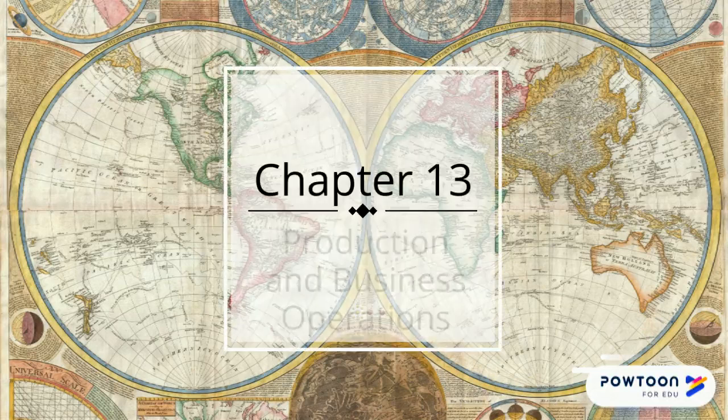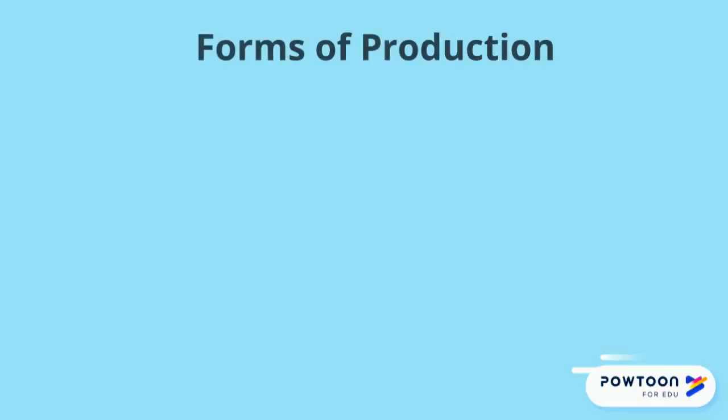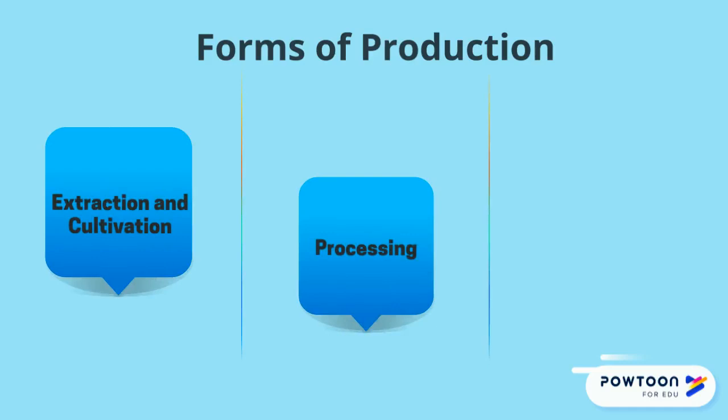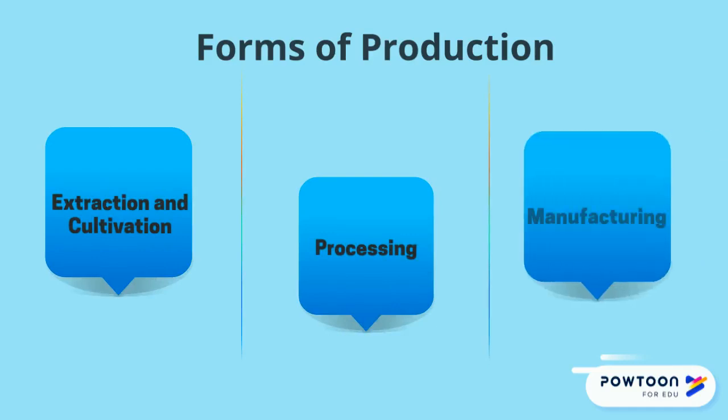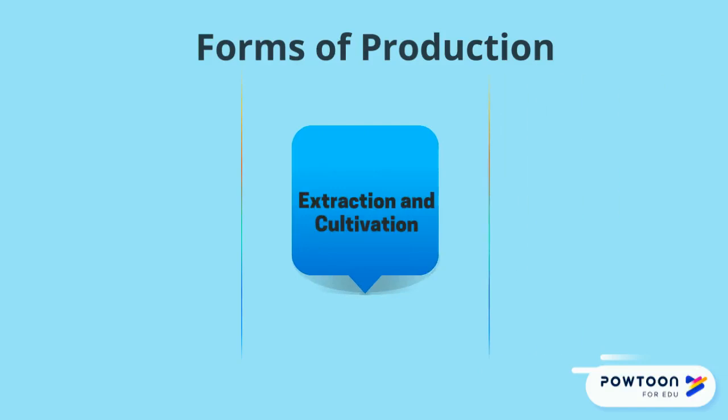Chapter 13: Production and Business Operations. There are three forms of production: extraction and cultivation, processing, and manufacturing. In extraction and cultivation, products are obtained from nature or grown using natural resources.